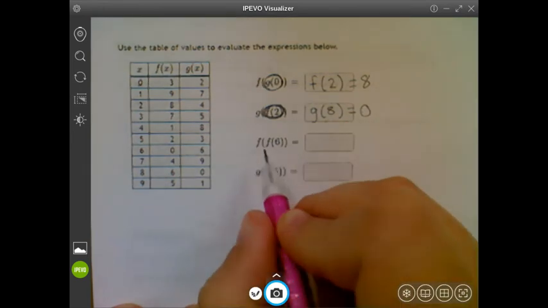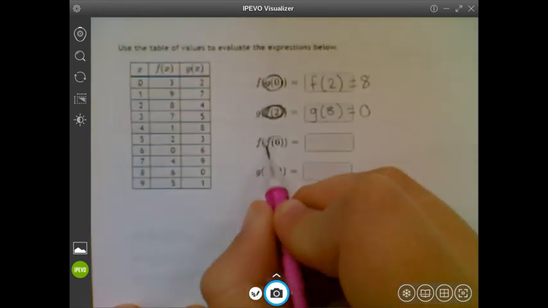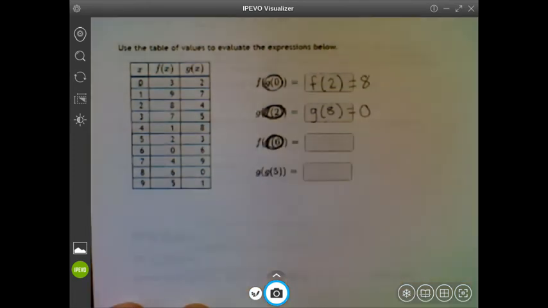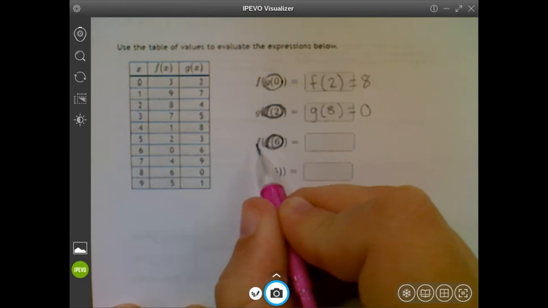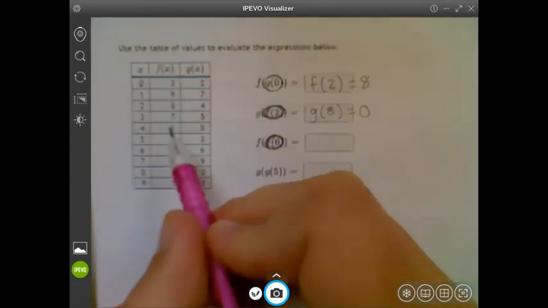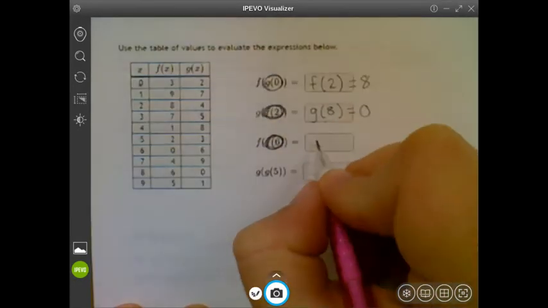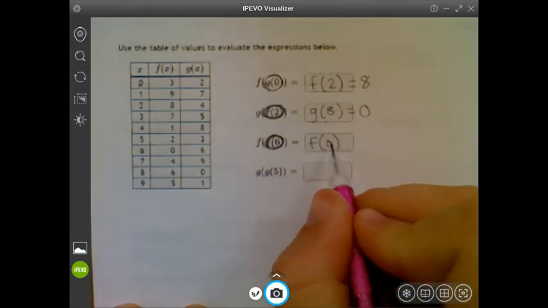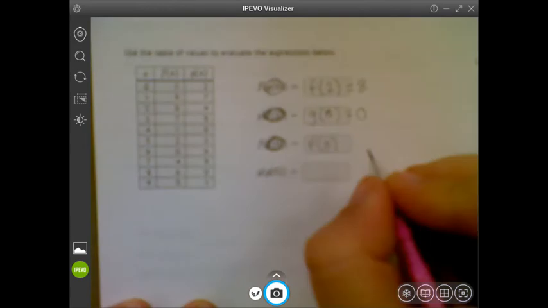All right, the next one we have is f of f of 6. There's a lot of "of"s in there. The first thing you're going to do is find f of 6, and then you'll plug that value into f again. So f of 6 is 0. So in the composition, you're now looking for f of 0, and f of 0 is equal to 3.